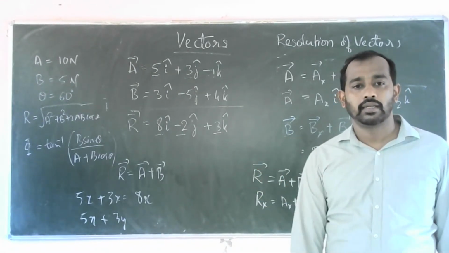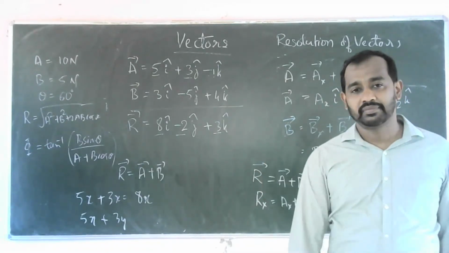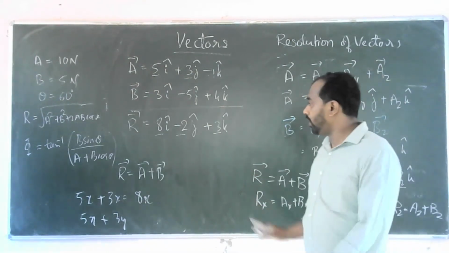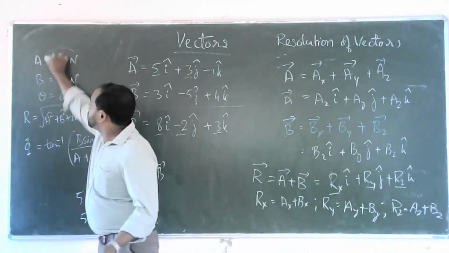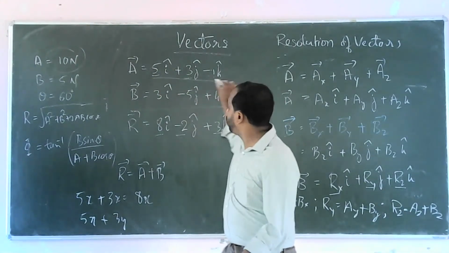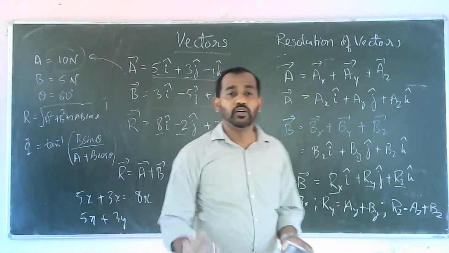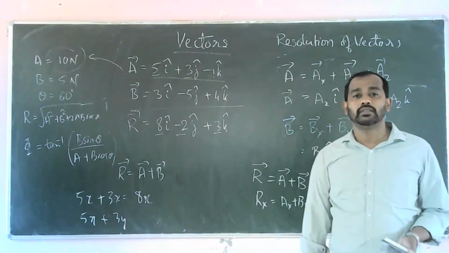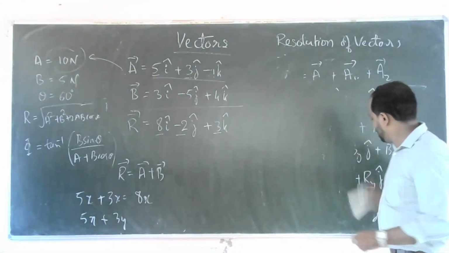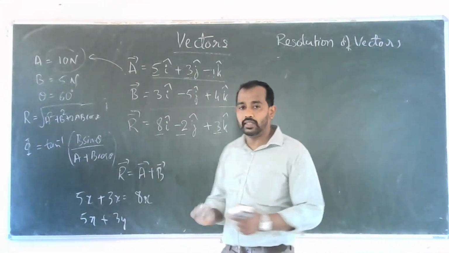Okay. Then one more thing. What is the magnitude of R? If you need to write a single value for R, if you want to represent it in this form, if you need to find the value of A itself, how do you do that?